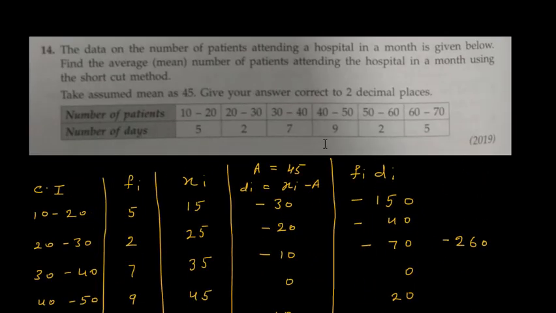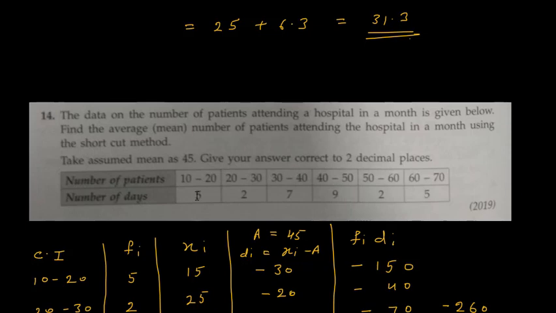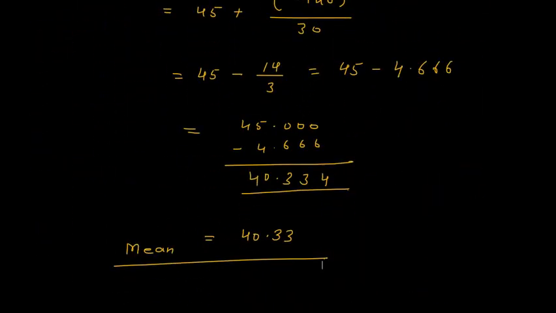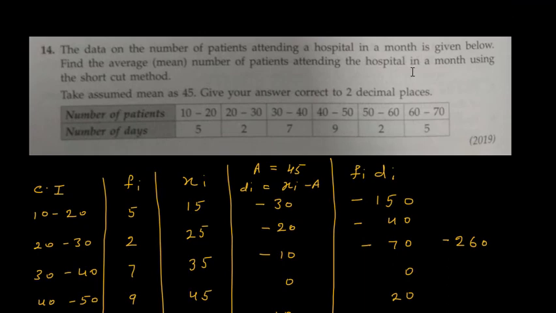Okay, whose mean are we finding? Number of patients. So the mean number of patients, correct to 2 decimal places, is 40.33. Okay, this is the 14th question.